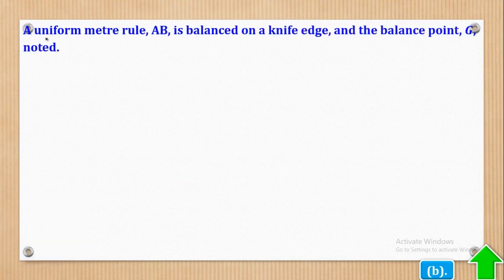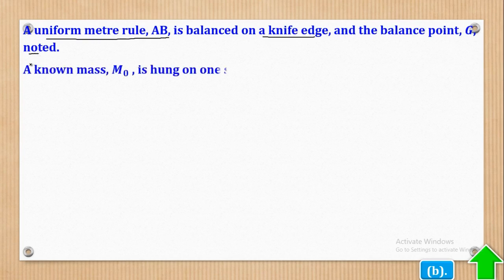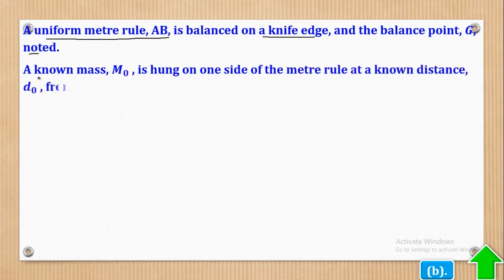We shall see that a uniform meter rule AB is balanced on a knife edge and the balance point noted. Then a known mass M0 is hung on one side of the meter rule at a known distance D0 from the knife edge.